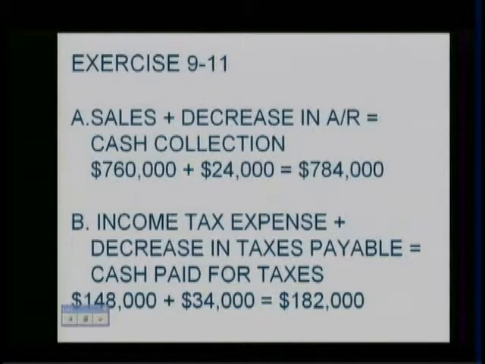Using that same idea in Part B, income tax expense for the year was $148,000. Income taxes payable decreased by $34,000. How much cash did they actually pay for taxes? Well, if their income tax expense was $148,000, their income taxes payable went down, that means they paid more, which means they paid additional cash over and above the $148,000. So they paid in cash $182,000.